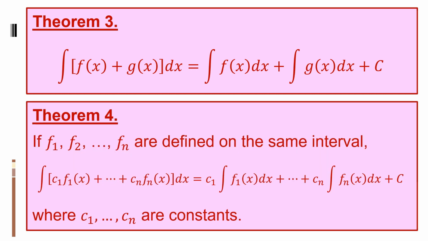The next theorem says that if f sub 1, f sub 2 up to f sub n are defined on the same interval, then the integral of c sub 1 times f sub 1 of x plus up to c sub n f sub n of x dx is actually equal to c sub 1 times the integral of f sub 1 of x dx up to c sub n times the integral of f sub n of x dx plus c. So, parang extension lang ito ng theorem number 3. Mas marami lang yung kanyang terms.